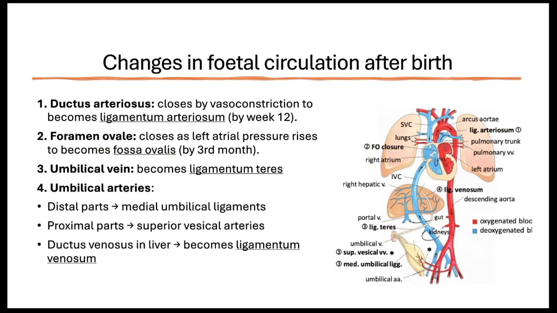The proximal parts become the vesical arteries, and the ductus venosus in the liver results in the formation of the ligamentum venosum. That's it. Thank you.